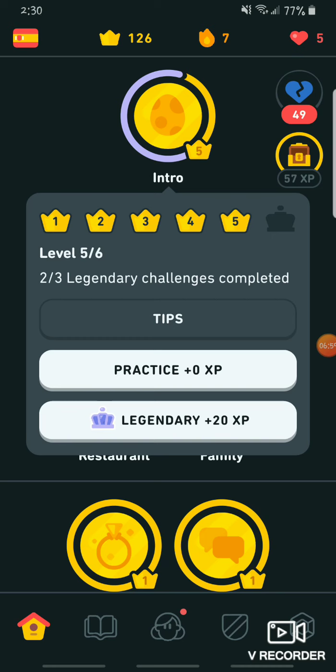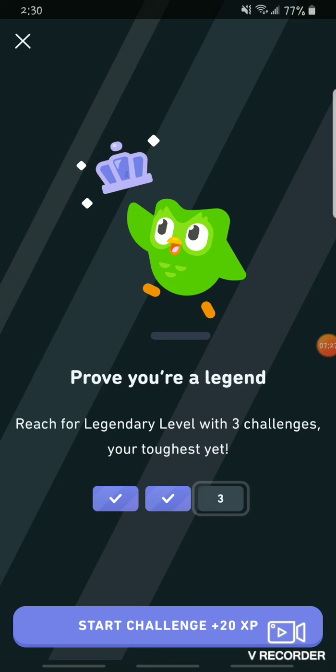So now we're gonna try legendary for you guys to get 20 experience. We are fighting for our position in the Diamond League. I don't think we told you guys that, but we are literally in 25th place. If we drop past that, we'll lose our place and have to start all the way over. We only have 3 hours left. I already did 2 of them, and it's the 3rd challenge. Here we go. Prove you're a legend.